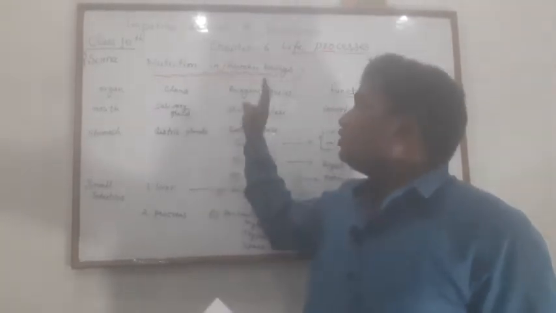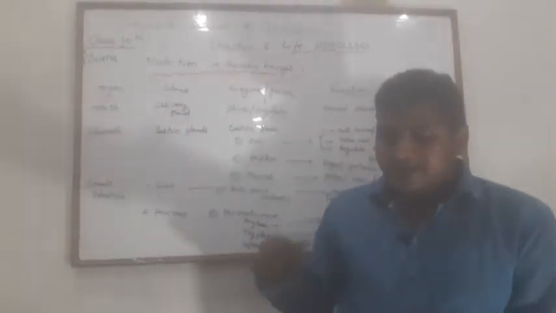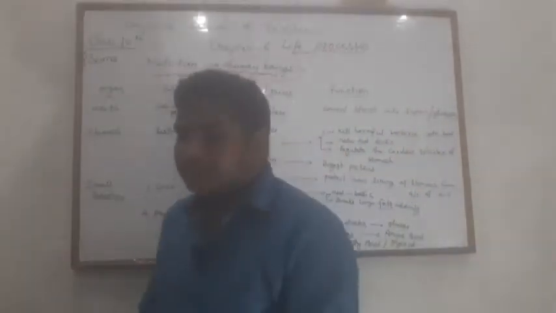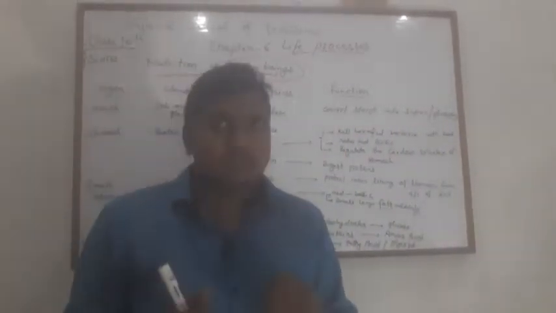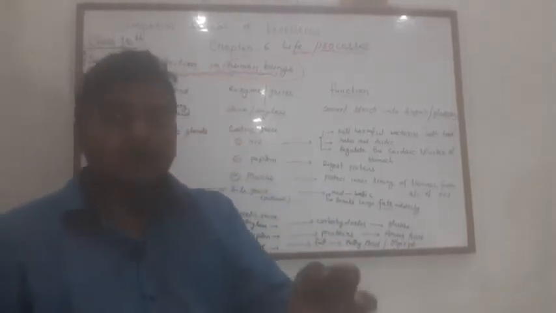Nutrition in human beings, and what happens when the food gets eaten. Absorption, digestion and assimilation. So these are the following 5 steps. First step is ingestion, taking the food in.